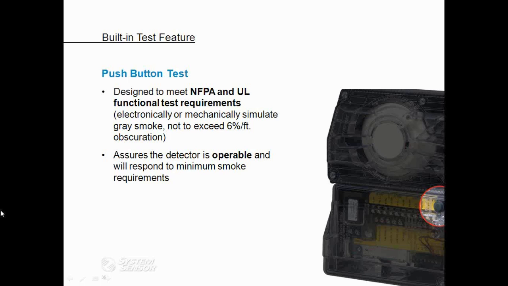The test button on the System Sensor InnovairFlex duct smoke detector will actually meet both the NFPA and UL functional test requirements. One thing that is different about the test button on the System Sensor duct smoke detector is when you do that push and hold to test, it is actually verifying that the detector is within its required test limits so that the head will be able to detect smoke, as it's required per agency. This is why our test button meets that NFPA and UL functional test requirement. So our push button test actually assures that the detector is operable and will respond to the minimum required smoke limits.